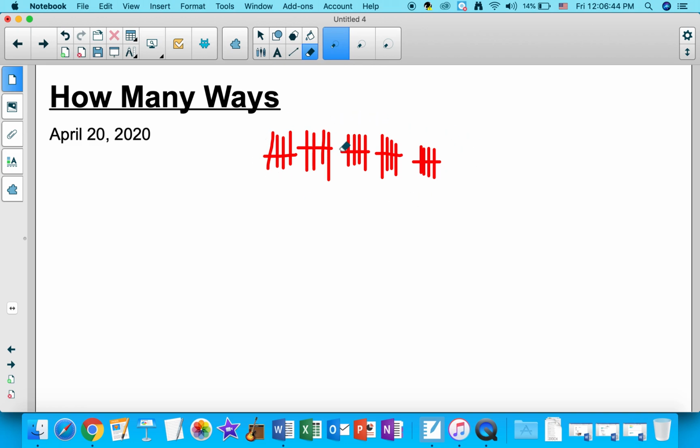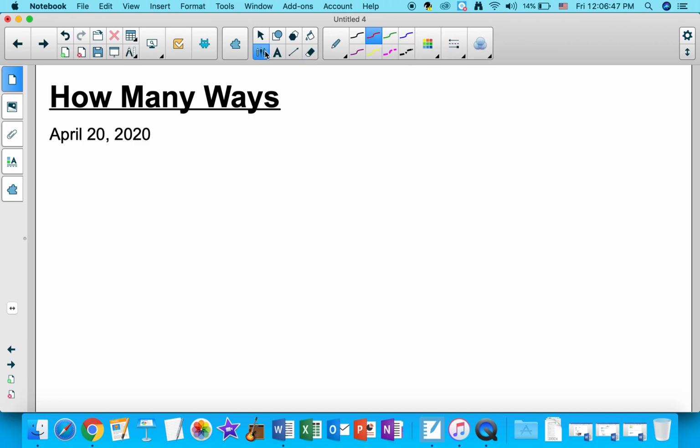Another reminder I have for you is if you are using 10 frames to represent your number, you are going to draw a box, and then it's 4 lines down, 1 line across. So 1, 2, 3, 4. 4 lines down and 1 line across. 4 down, 1 across.